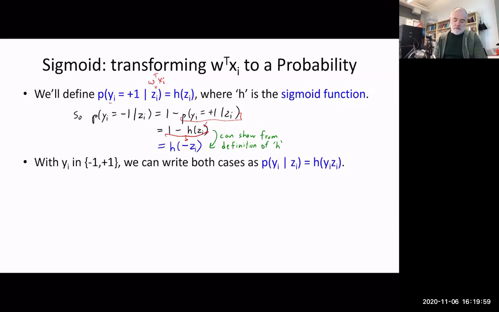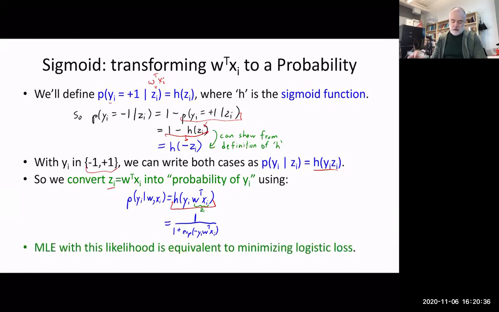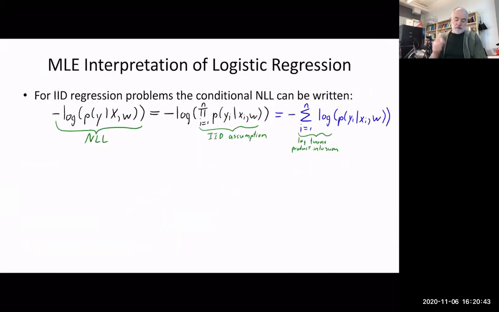Okay. That means that if we have binary classification, we do this +1/-1 label trick for spam, not spam, or whatever, then we can just write both cases, P of yi given Zi, no matter what the value is, as equal to h, the sigmoid function applied to yi times Zi for that data item, right? So cool. We convert from this real valued quantity, W transpose Xi, into a probability of y using this rule. Okay, cool. H is the sigmoid function, so we can just plug this in, right? And maximum likelihood with this particular likelihood is equivalent to minimizing the logistic loss. Okay, so negative log likelihood for our regression model is all the data, right?